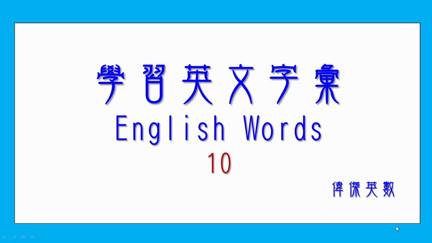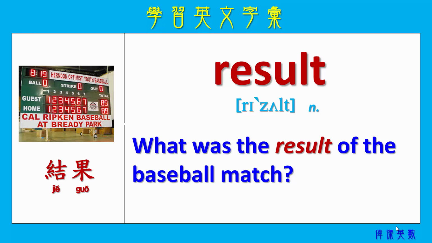学习英文智慧，我们今天来看第十个单元。好，首先我们来看第一个单字，叫做 result，R-E-S-U-L-T，result 是结果。Result. What was the result of the baseball match? 棒球比赛的结果是怎么样呢？What was the result of the baseball match?